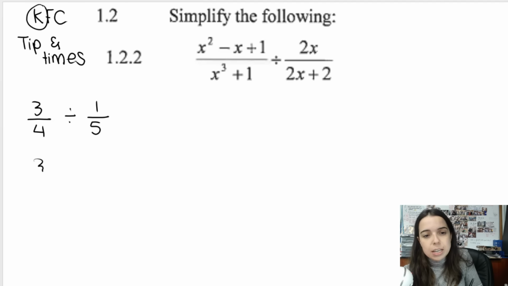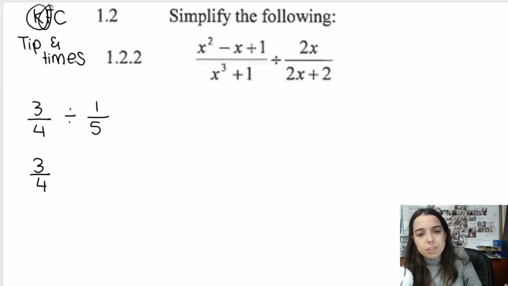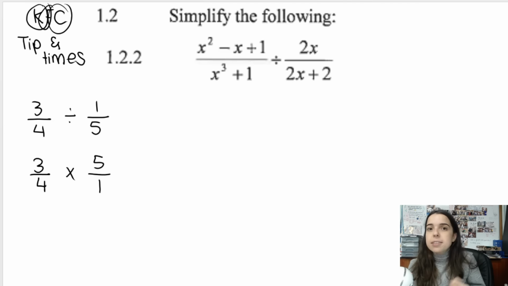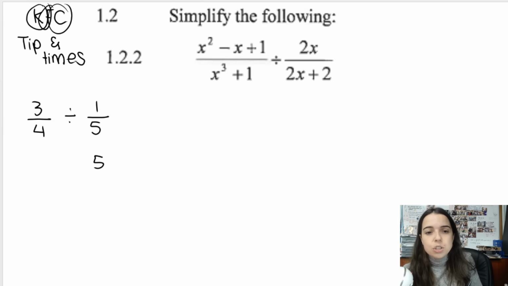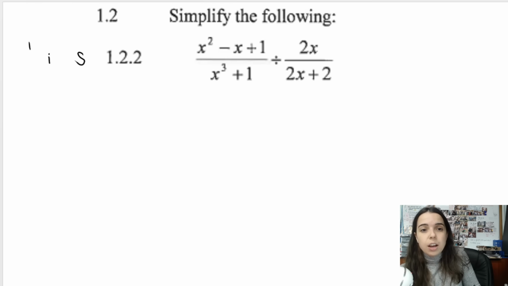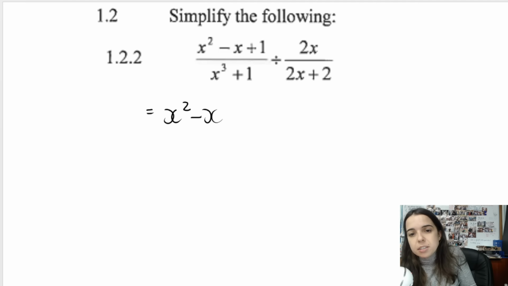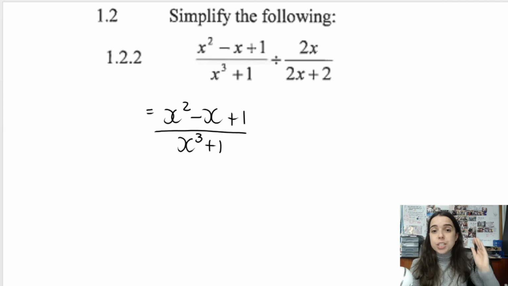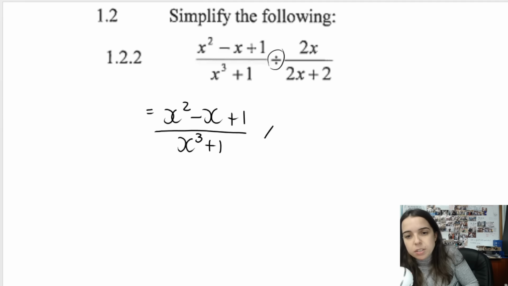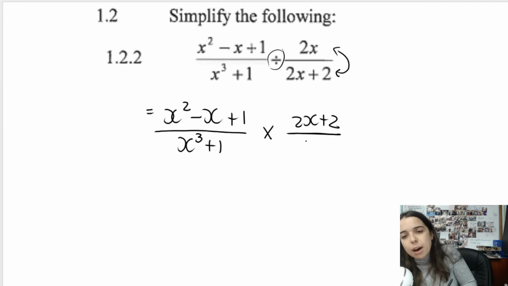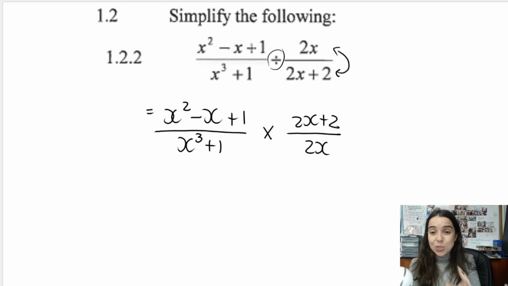KFC means keep, so you keep the first fraction the same, you flip the second fraction, and you change the divide to a times. Okay, tip and times means the same thing. You tip the second fraction and you change the divide to a times. So the same thing happens over here. We keep the first fraction the same, so we've got x squared minus x plus 1 divided by x cubed plus 1. Change the divide to a times and then flip the second fraction, so we've got 2x plus 2 divided by 2x. Okay, so we do tip and times.